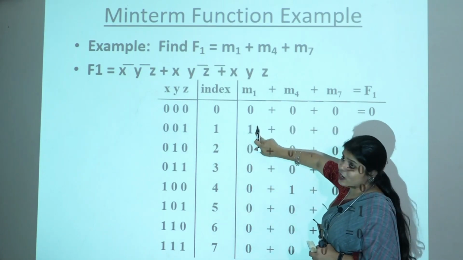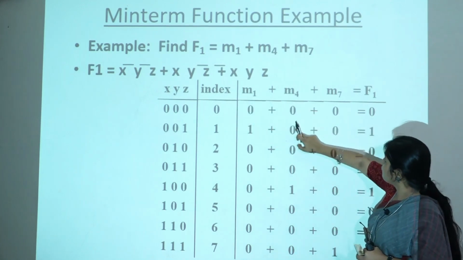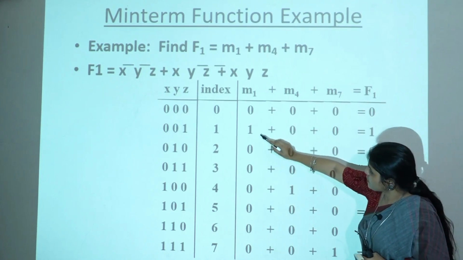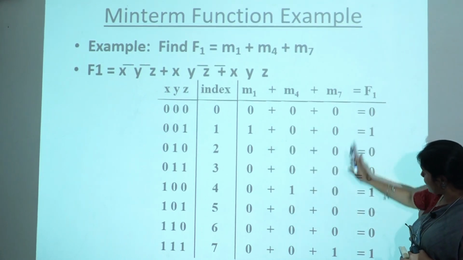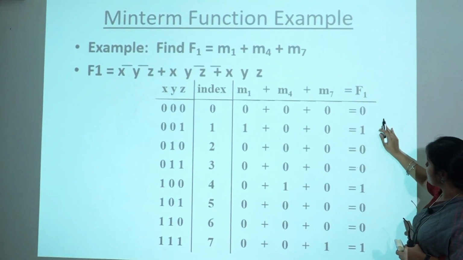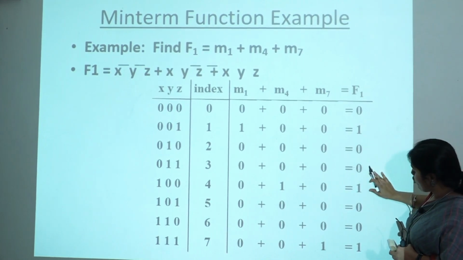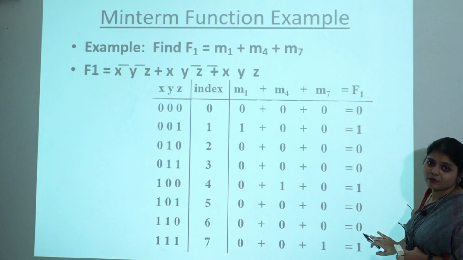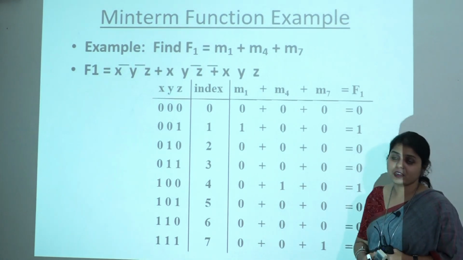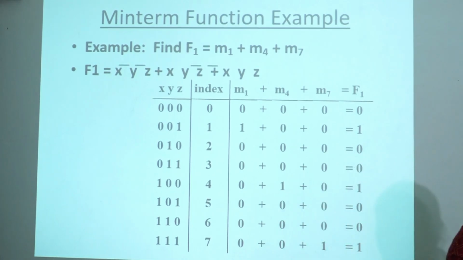Okay, now I have one x bar y bar z. So x bar y bar z is this one. So m1 is 1 here. Next I have x y z bar which is m6, and I have x y z which is m7. So wherever I have these terms, I am putting them as 1 and the rest of them as zeros. So what is the function here? F1 is equal to summation of m1, m4 and m7, right? Summation of m1 comma m4 comma m7. This is your SOP min term function example. Okay.